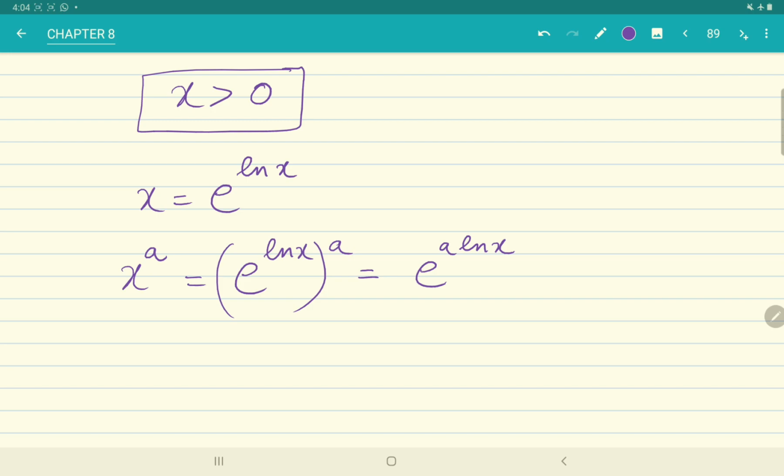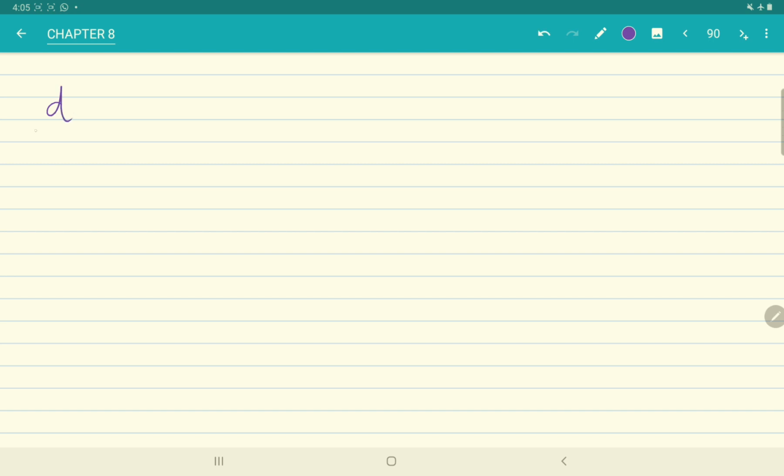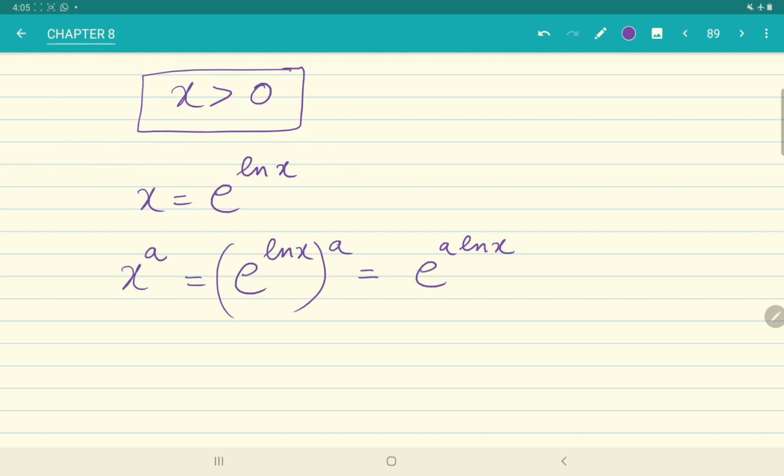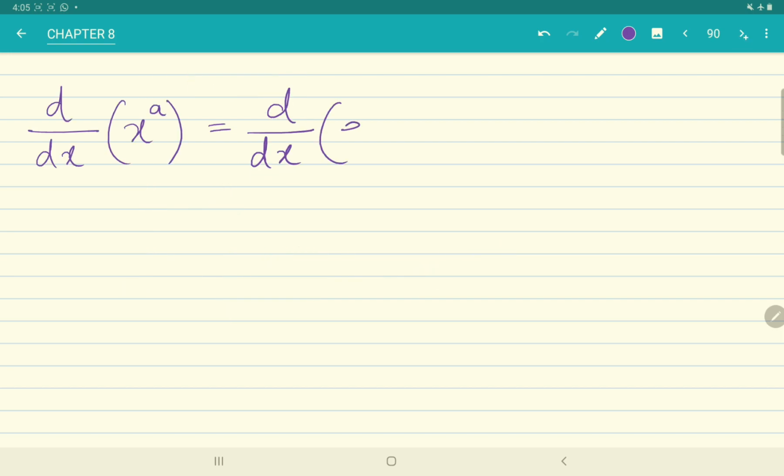If I now want to differentiate x raised to the power a with respect to x, I can go for this d over dx of x raised to the power a. This is equal to d over dx. Now x raised to the power a can be written as e raised to the power a ln x. Now we can also apply the chain rule. That means this gives us e raised to the power a ln x multiplied by a by x.